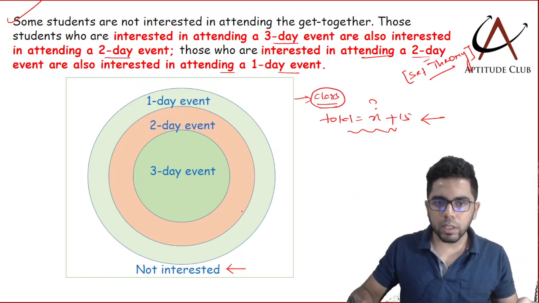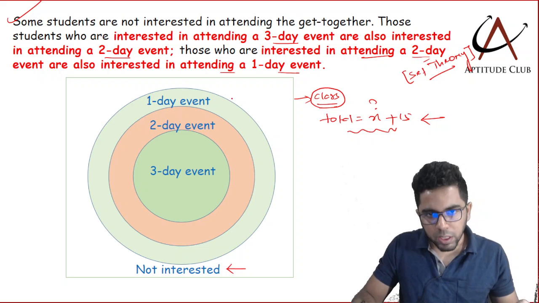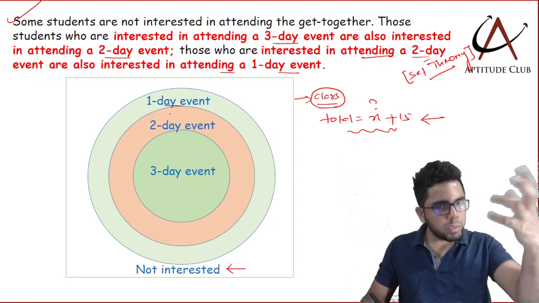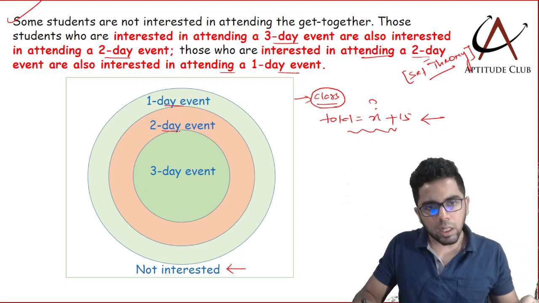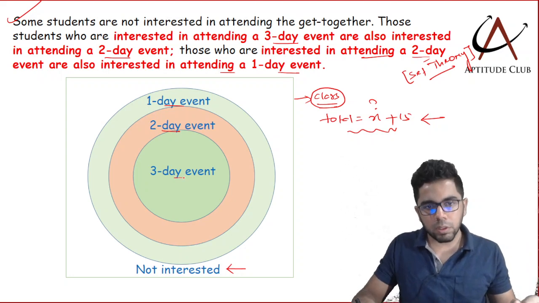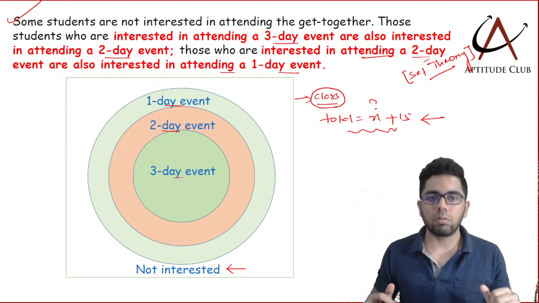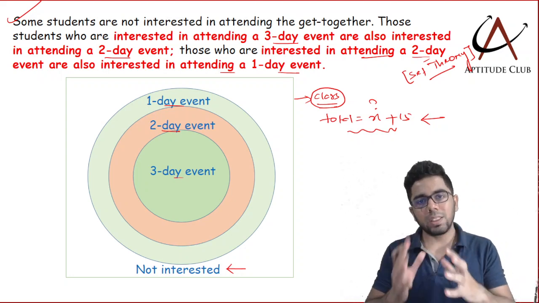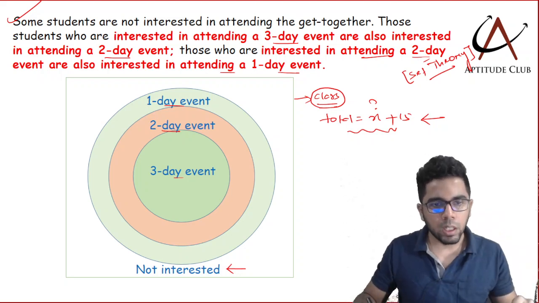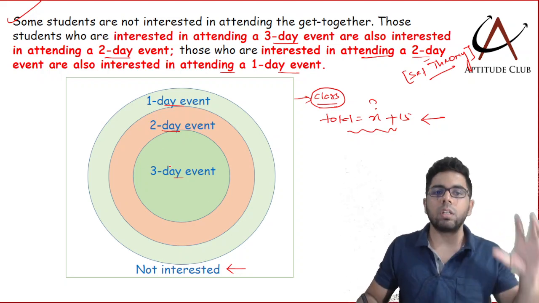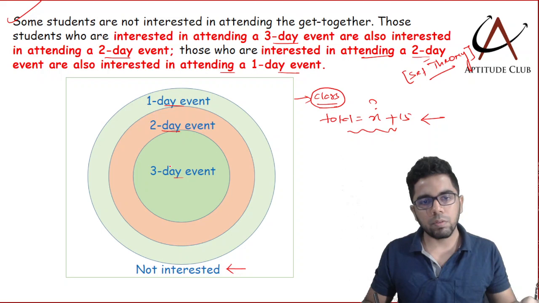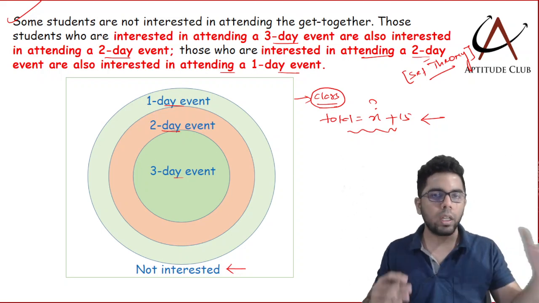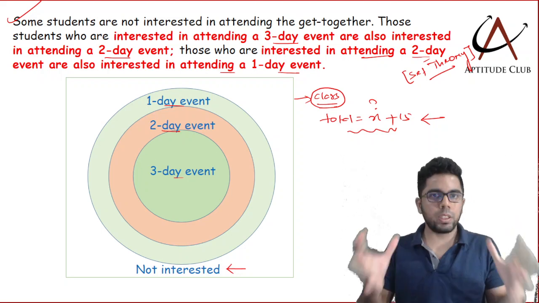Out of the people who are interested, the bigger circle represents the 1-day event. Some of them are also coming for the 2-day event, and some of them are going for the 3-day event too. This is how you break down. All people who are going for a 3-day event are also going for a 2-day event. That is why the 3-day event circle completely lies within the 2-day event circle, and so on with 1-day and 2-day. So I hope this part is now clear.